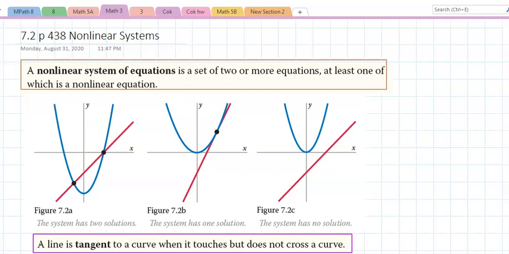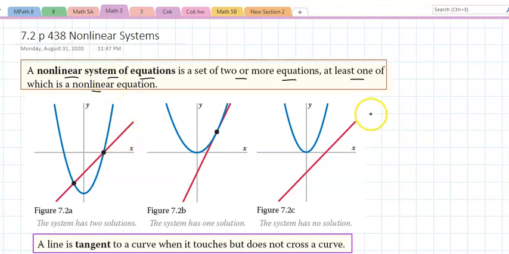A solution to a system of equations, if you remember from back in the day, is the value of the variables that satisfy every equation in the system. So the definition: a nonlinear system of equations is a set of two or more equations, at least one of them nonlinear. Nonlinear is not a straight line.